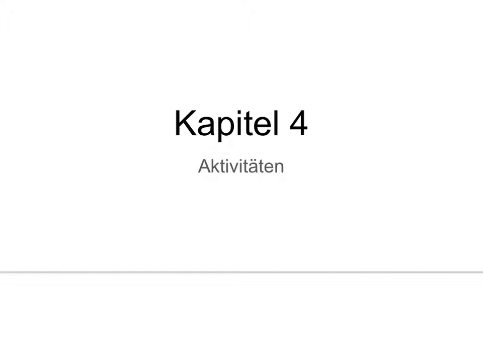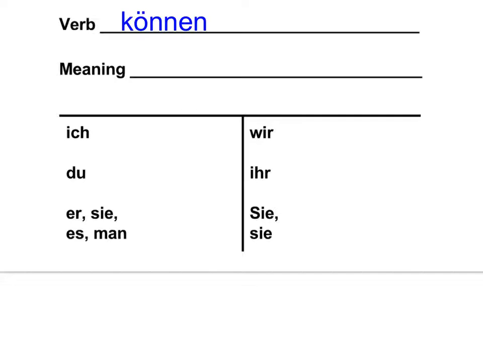There we go. Chapter 4, activities. Okay, so we're going to do the verb können first. Everybody try that first one. Können. Okay. Almost sounds like there's an R in there, even though there's not. Okay, so können means can.